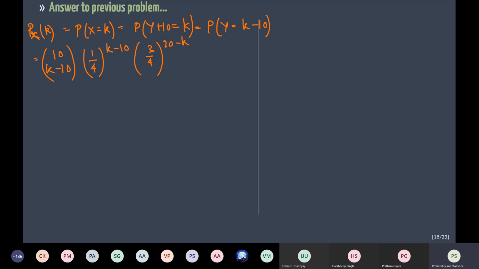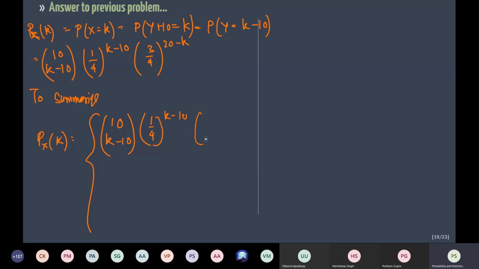In general, this is the PMF. Basically, we have got the PMF of x, right? So to summarize, what we have is P_X(k) equals 10 choose k minus 10, times 1/4 to the k minus 10, times 3/4 to the 20 minus k, for k equals 10, 11, up to 20, and 0 otherwise.